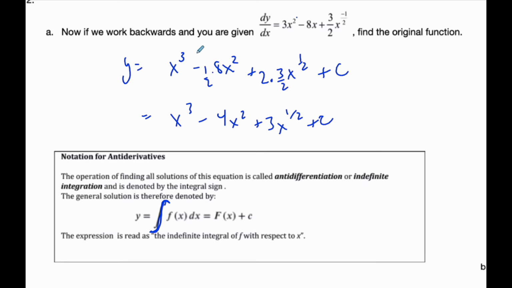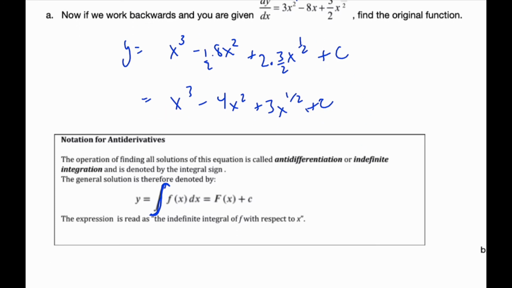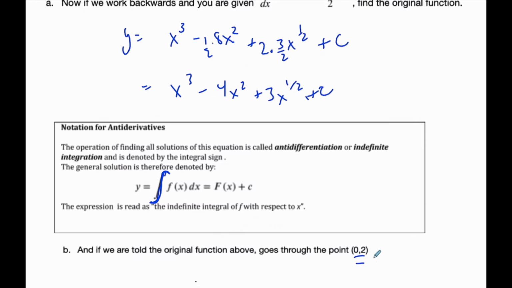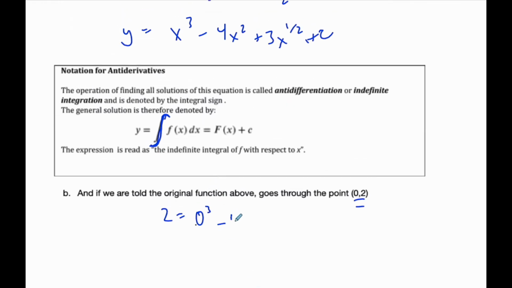So let's consider, if this is my function, what happens if I'm told that this original function goes through this point? Well, I know that I can just plug this point in. I know that my y value is 2, so I get 2 is equal to 0 cubed minus 4 times 0 squared plus 3 times 0 to the 1/2 plus c. And so I get c is equal to 2 because these cancel.